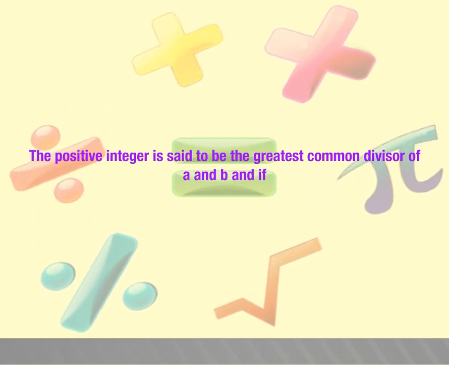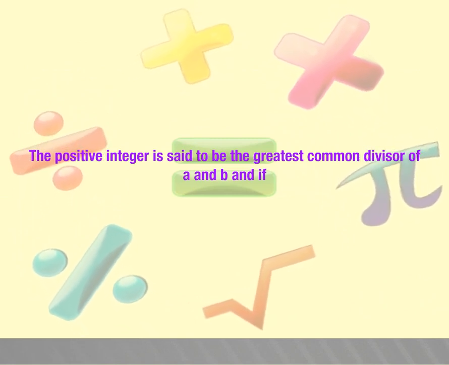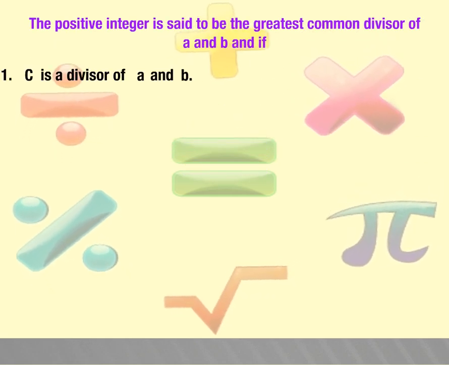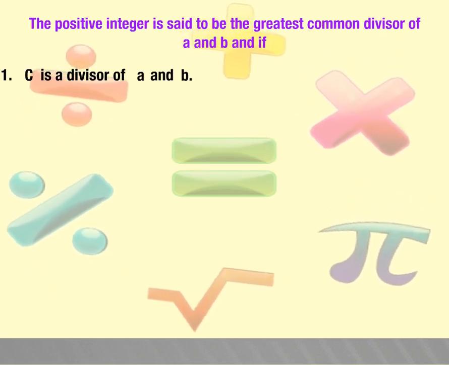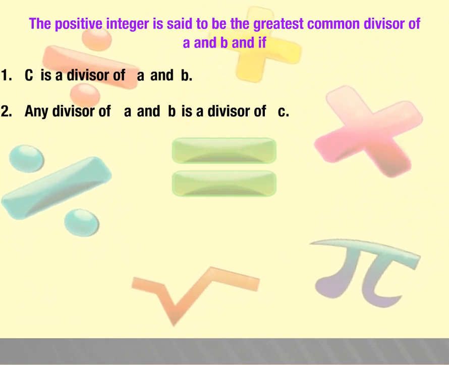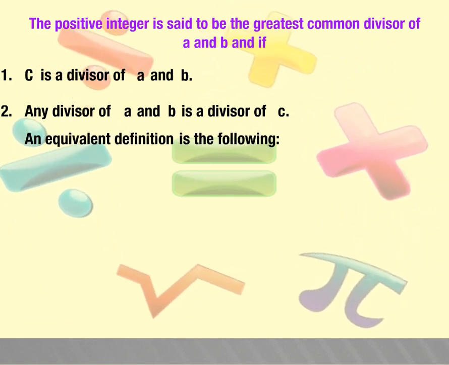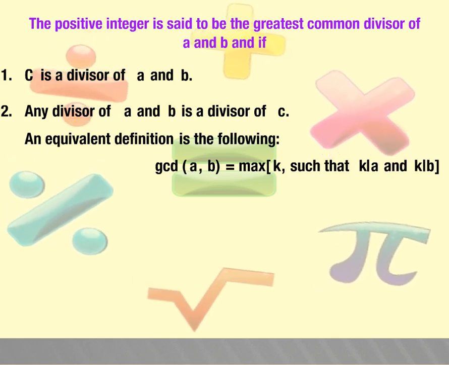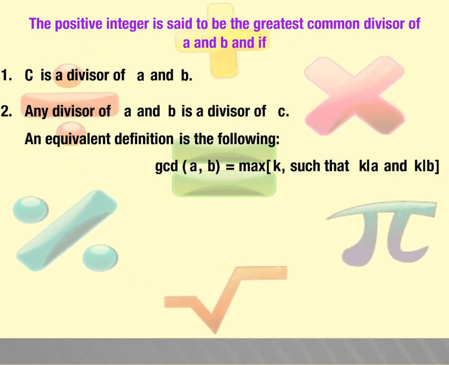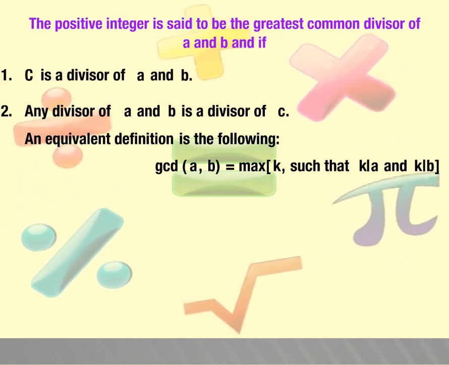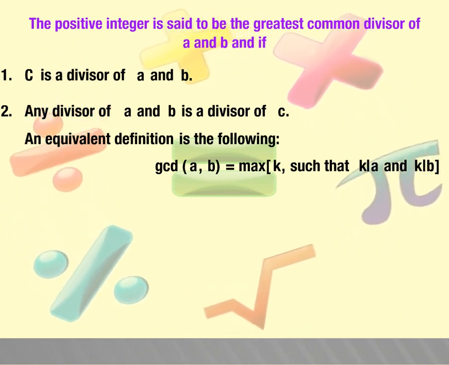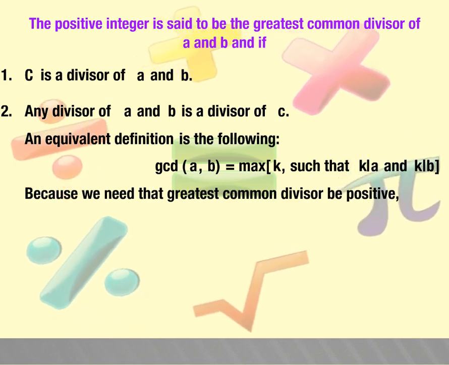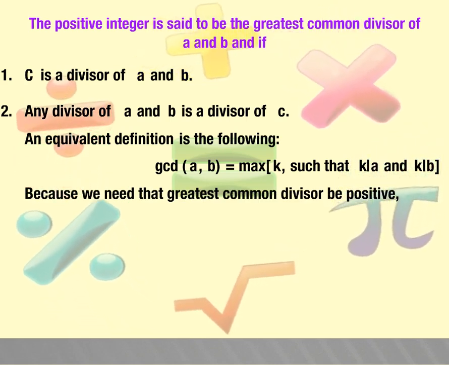The positive integer c is said to be the greatest common divisor of a and b if c is a divisor of a and b, and any divisor of a and b is a divisor of c. An equivalent definition is the following: GCD of a, b is equal to the max k such that k divides a and k divides b, because we need the greatest common divisor to be positive.